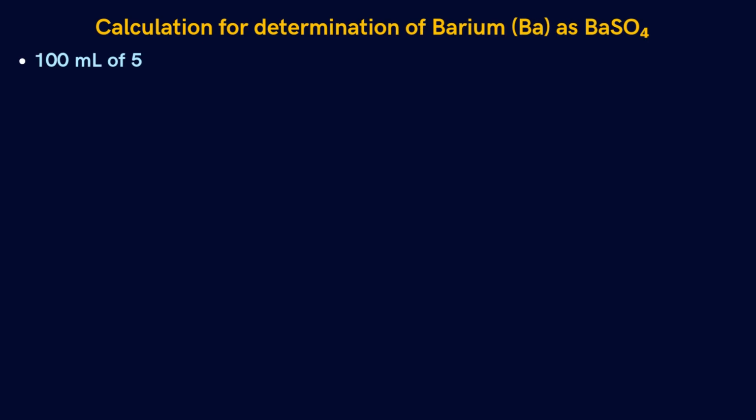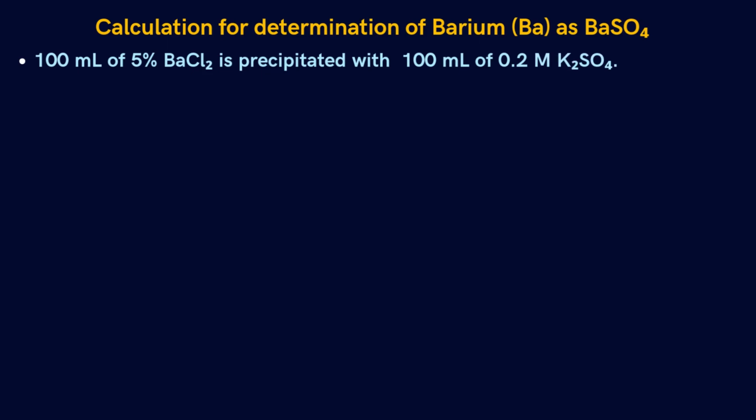Finally, here we'll see the calculation for determination of barium as barium sulfate. In this experiment, 100 ml of 5% barium chloride is precipitated with 100 ml of 0.2 molar potassium sulfate. Calculate the barium as barium sulfate.